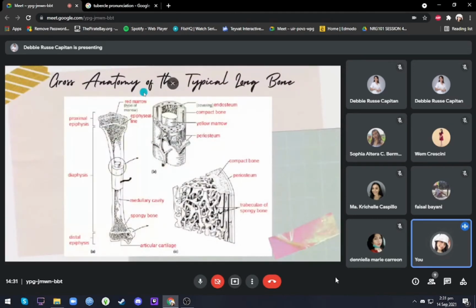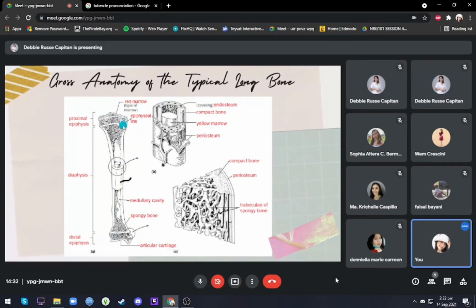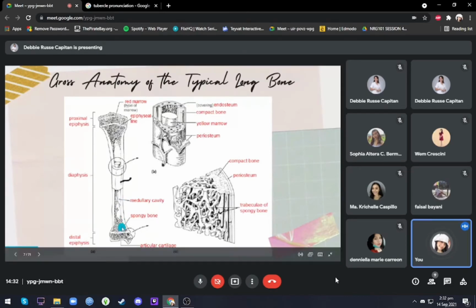Let's go to the gross anatomy of the typical long bone. As you can see on the screen, you can see the proximal epiphysis, the diaphysis, the distal epiphysis, the red marrow, the epiphyseal line, and at the center, the medullary cavity. You can see the spongy bone and also the articular cartilage.